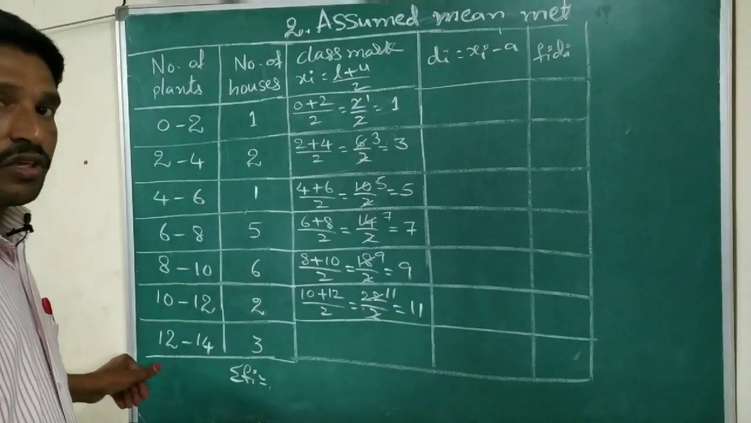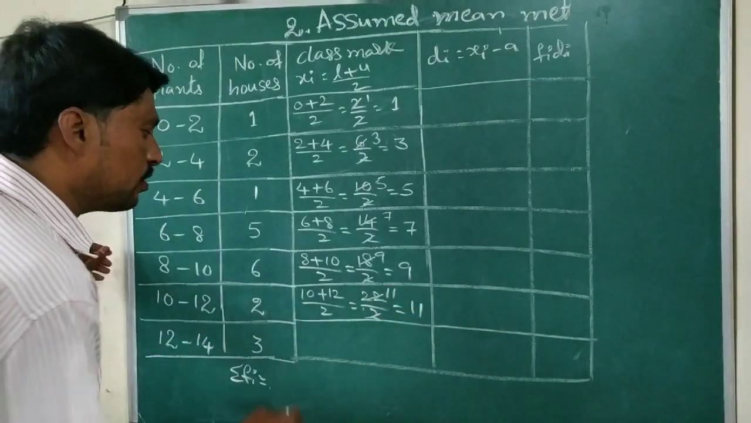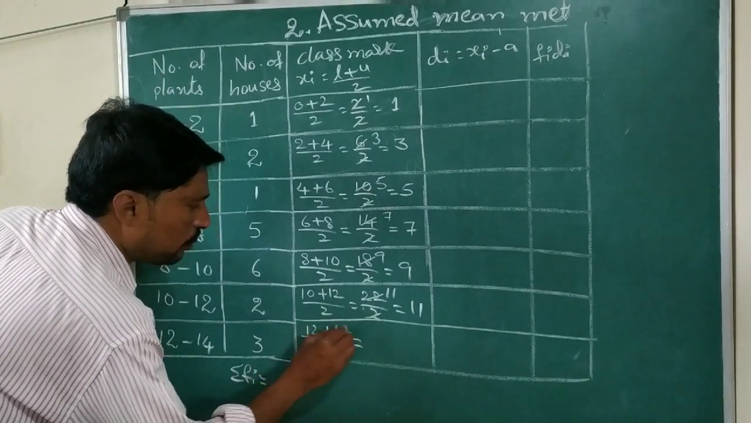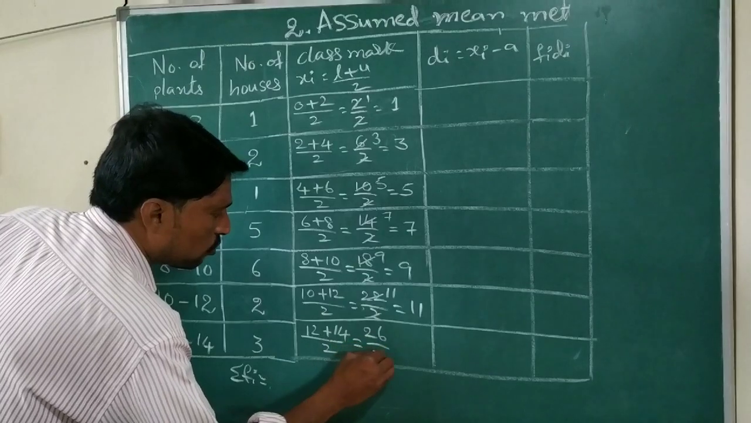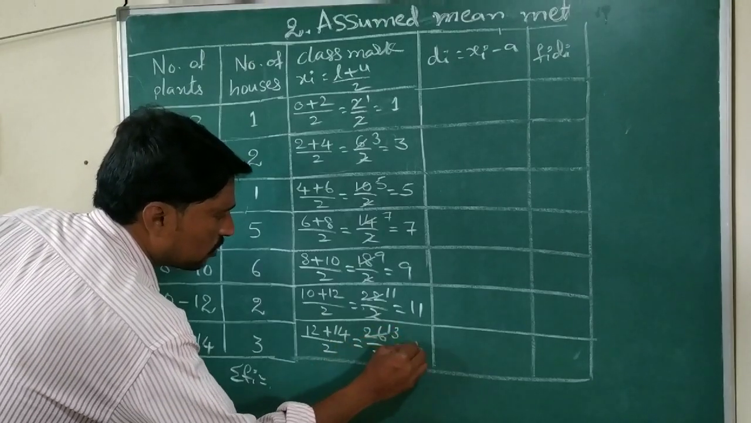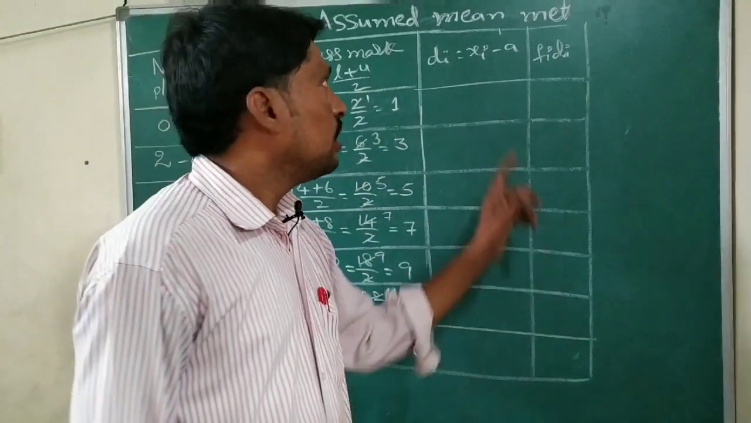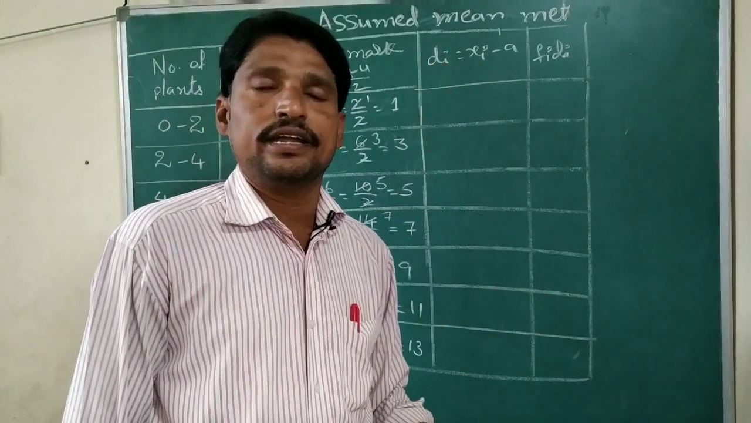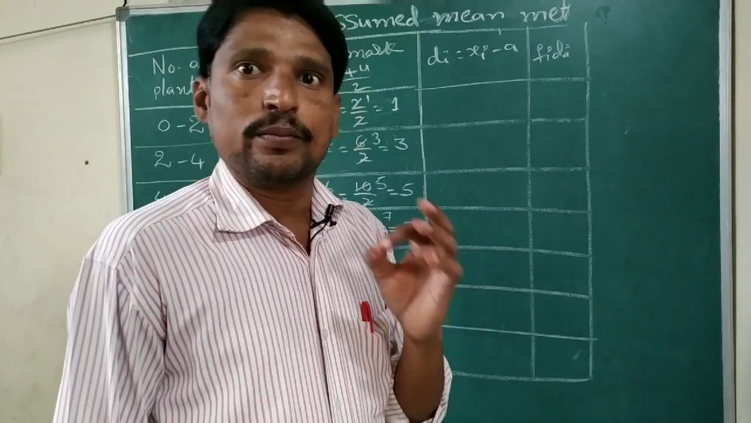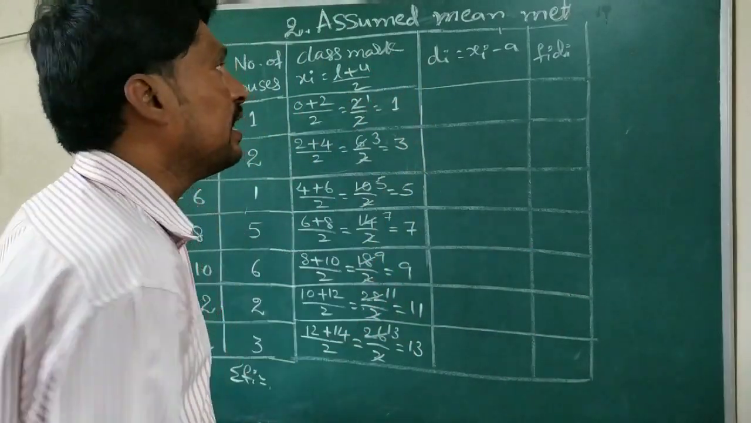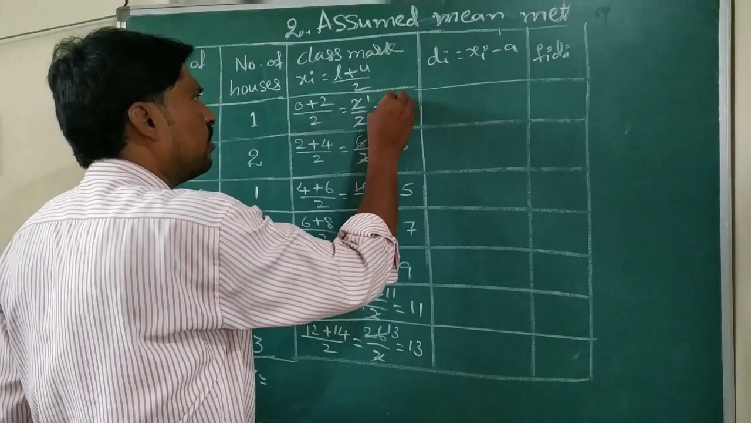Next, the last class, 12 to 14, lower limit is 12, upper limit is 14, by 2. So 12 plus 14 is 26. 2 13s are 26, that equals 13. So now we got the class marks. Now we need to find di. How are we getting di? Xi minus A. Xi means the class mark of that particular class interval, and A means anything you have to assume.